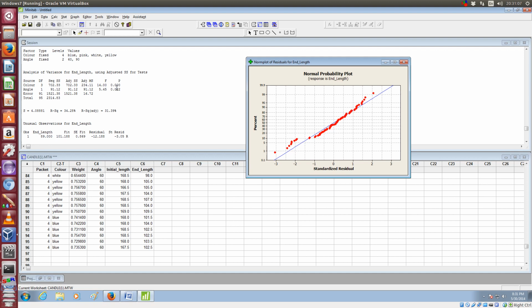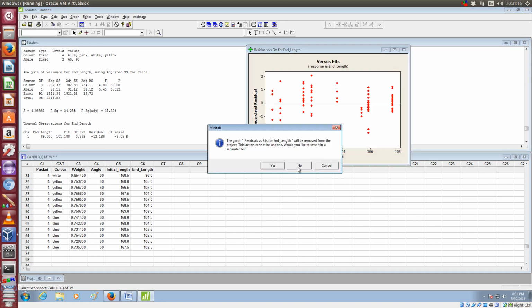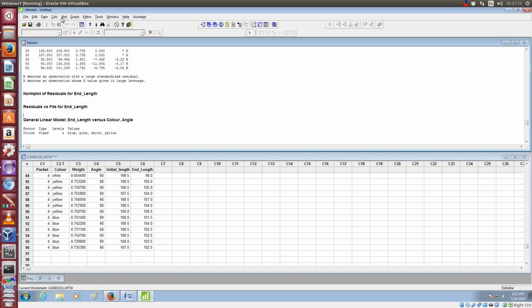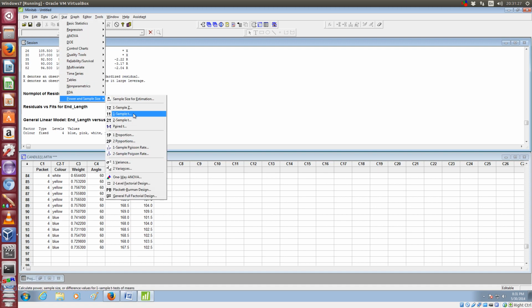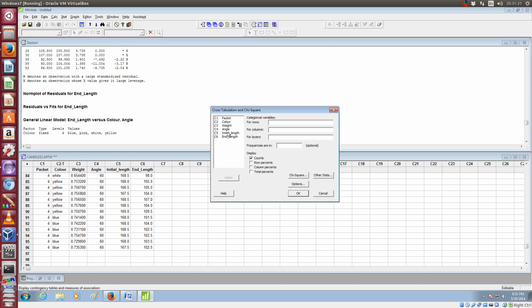So they're the main things that you really need to know when you're doing a GLM. Probably the only other thing that you need to know is that you are able to test interaction. I have no idea whether or not the data is balanced in this case, so I'm just going to test it, let's just take angle and color, for example. So you go to Tables, Cross Tabulation, Chi-Squared, and I'm just going to do a frequency table against the two. So it was angle and color, it doesn't matter what you put in for rows or columns.